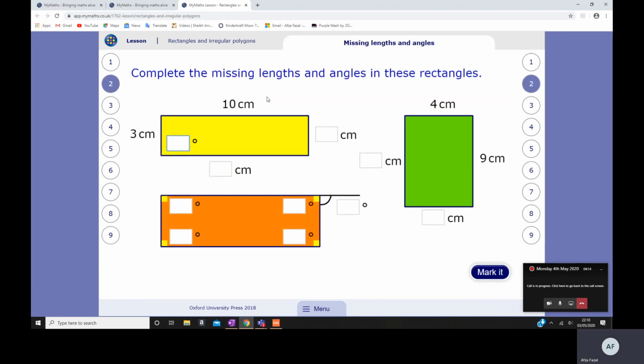Now, complete the missing lengths and angles in these rectangles. So, as we said, the opposite sides, which are the parallel sides, always equal the same length. So if I've got 10 here, this side's going to be 10. I've got a 3 here, this side's going to be 3. The angle, each rectangle here, as you can see, it's marked on this orange rectangle, it's 90 degrees. So there's my 90. Again, we said we know it was a 90.